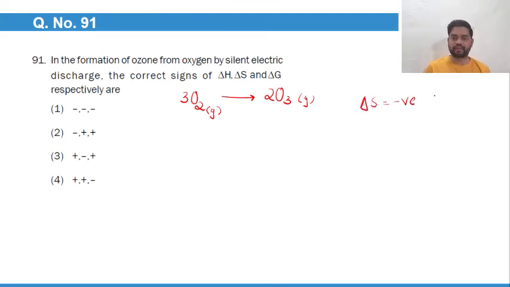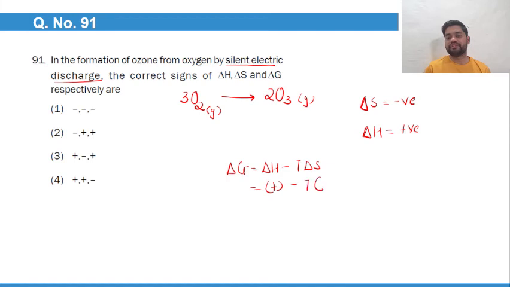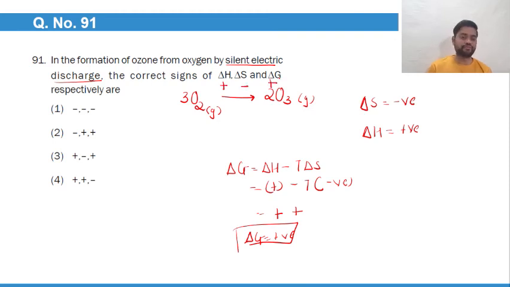Randomness has decreased. Silent electric discharge means energy is supplied. So delta H is positive. What will be delta G equal to? Delta G is equal to delta H minus T delta S. Delta H is positive, and minus T delta S, with delta S negative, is again positive. So they both will get combined and you will get a positive value. So delta G will be positive. So this is positive, negative, positive. Option number 3 suits to be the best answer. So 91, option number 3 will be the best answer.